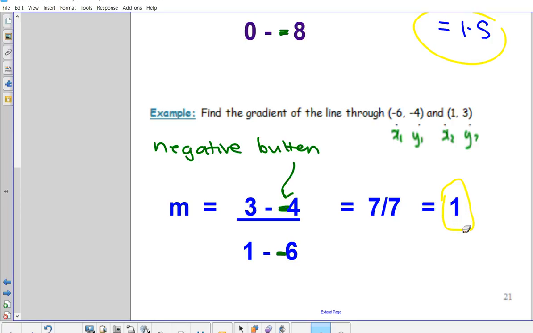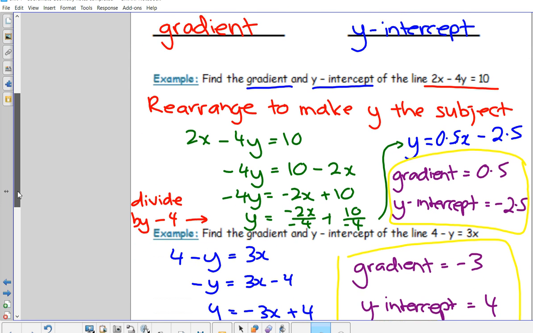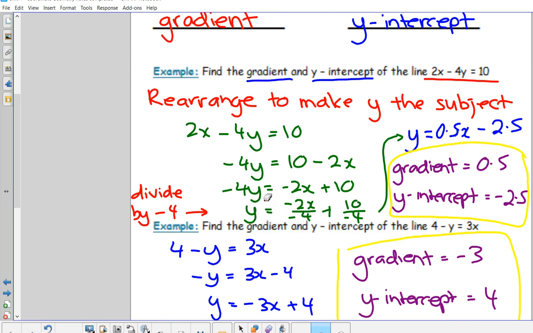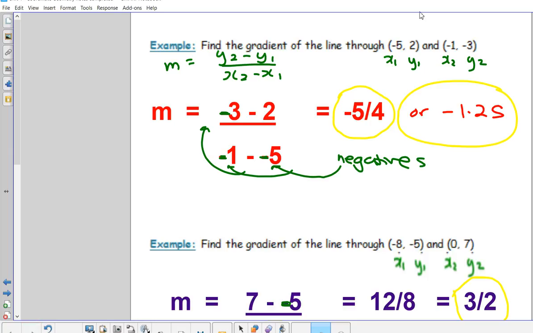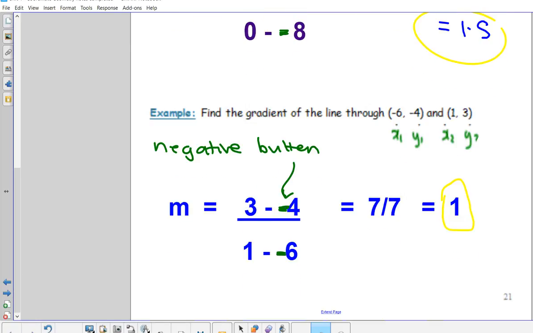So there are different ways you can be asked to calculate the gradient. Remember, the first way was if they gave you an equation. You rearrange it into the form y equals, and then the gradient is the coefficient of x and the y-intercept is the constant term. Or they give you two coordinates, in which case you plug them into the rise over run formula, which can also be written as y2 minus y1 over x2 minus x1. I recommend using this one a lot. It's a very good formula to use. You just have to remember it because it's not in your formula booklet. Okay, thank you. That is the end of the lesson today.